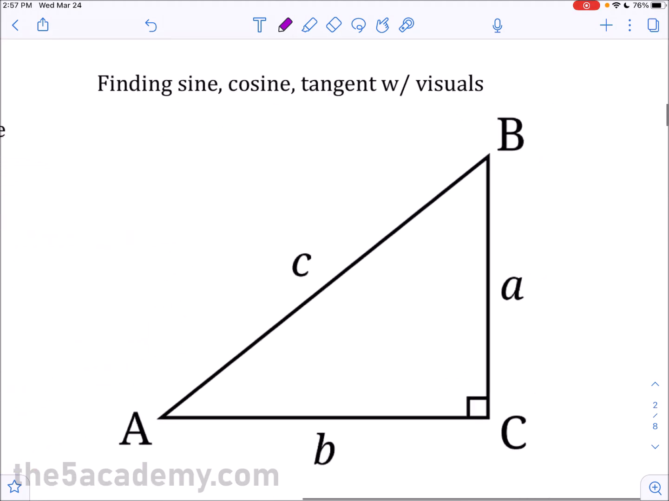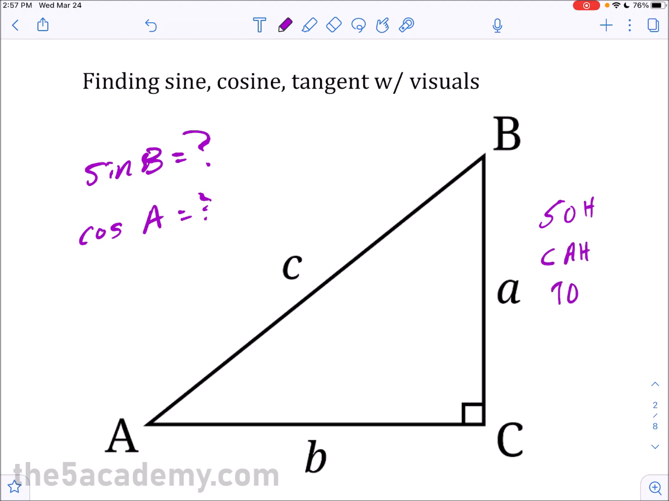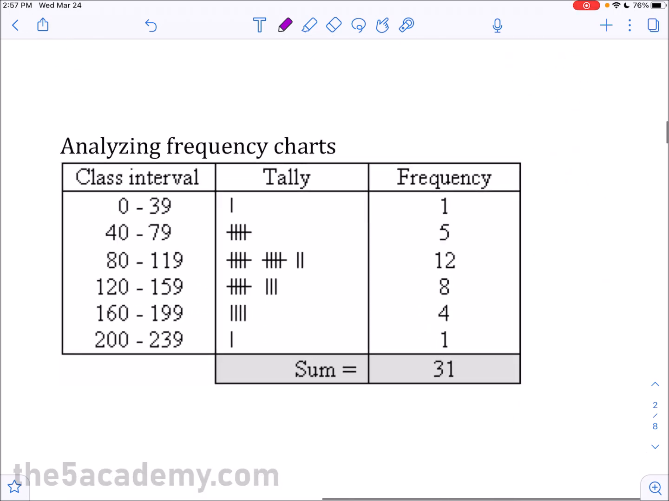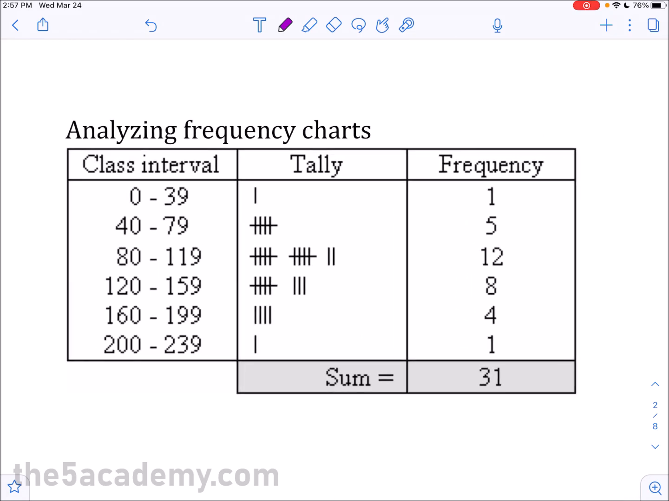Let's go up to finding sine, cosine, and tangent with visuals. So if I give you a right triangle like this, you should be able to find sine of B or cosine of A, things like that. Just remember SOH CAH TOA. I have more videos that go over this. If you don't know what that is, I recommend you watch our formulas videos where we go more in depth on that. We also have a lot of that in our courses.